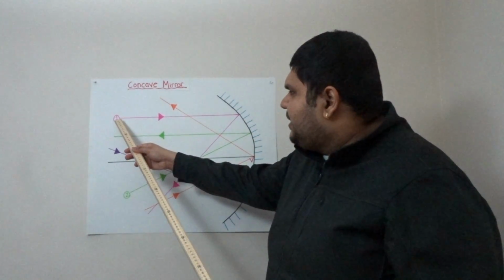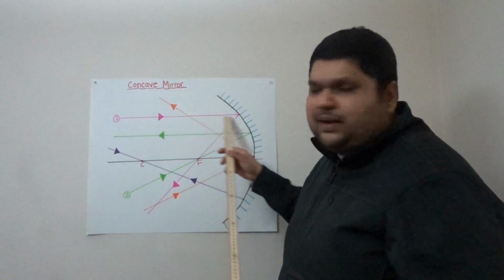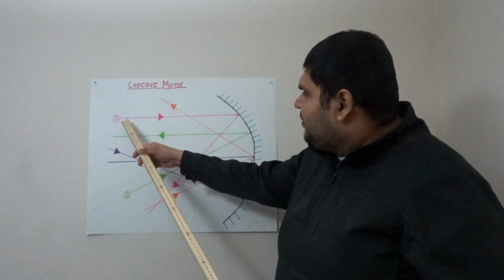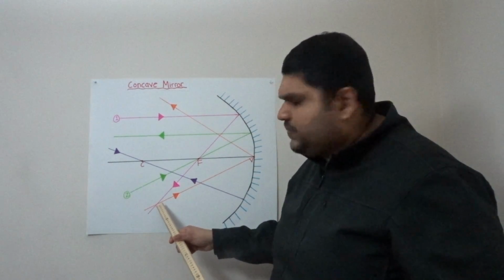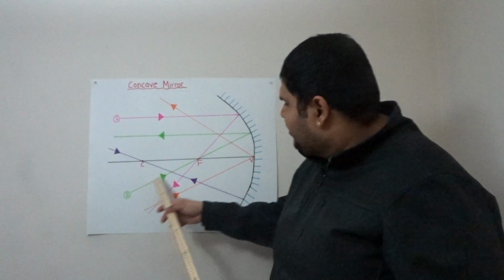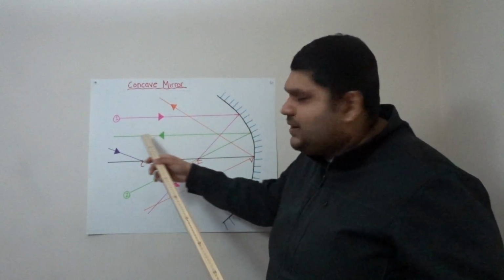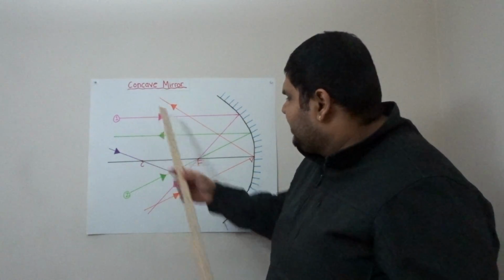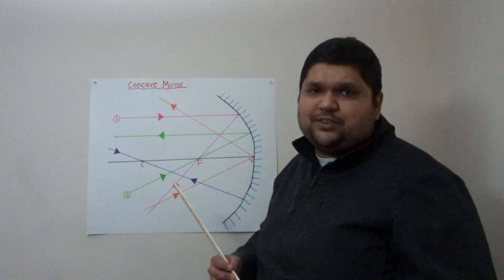This is a parallel ray that hits the mirror. When a parallel ray hits the curved mirror, it passes through the focus. I'll repeat once again: when a parallel ray hits the mirror, it will pass through the focus. So it's easy to say that when light passes through the focus, it will come out parallel to the axis. So you can see ray number 1 and ray number 2 are similar to each other.